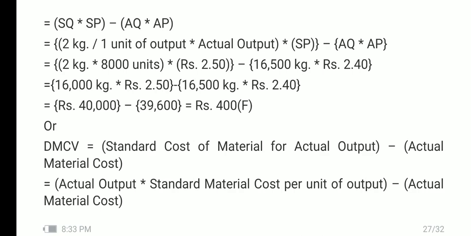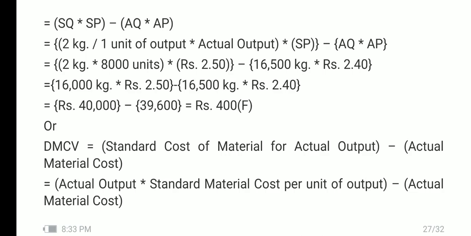16,500 kgs actual materials utilized at rupees 2.40 per kg. So, it will give us 39,600 rupees, that is the actual material cost. So, the difference is 400 favorable.